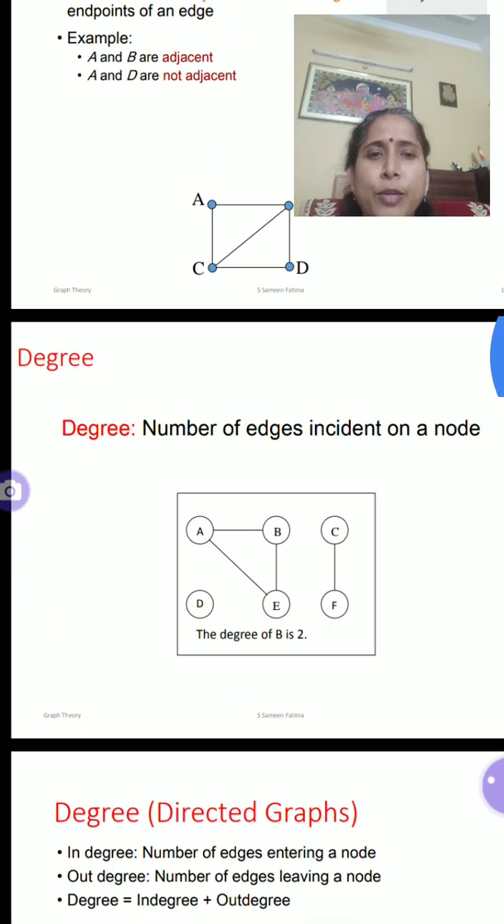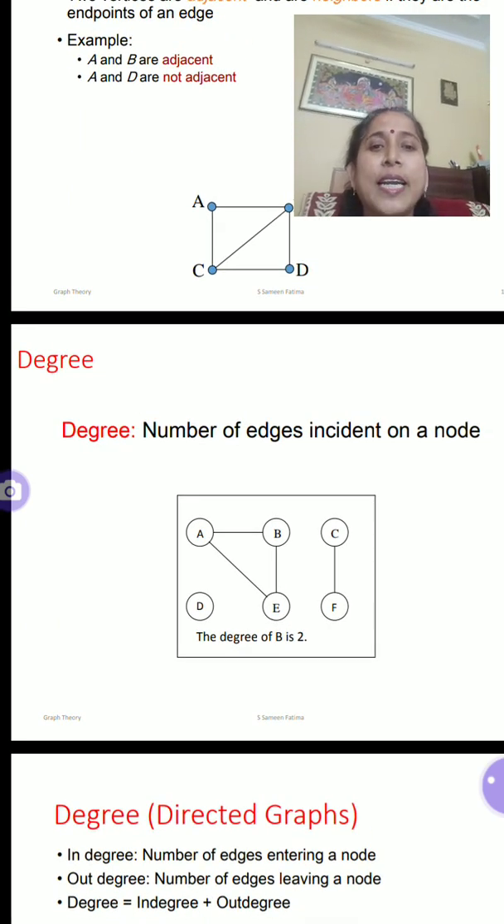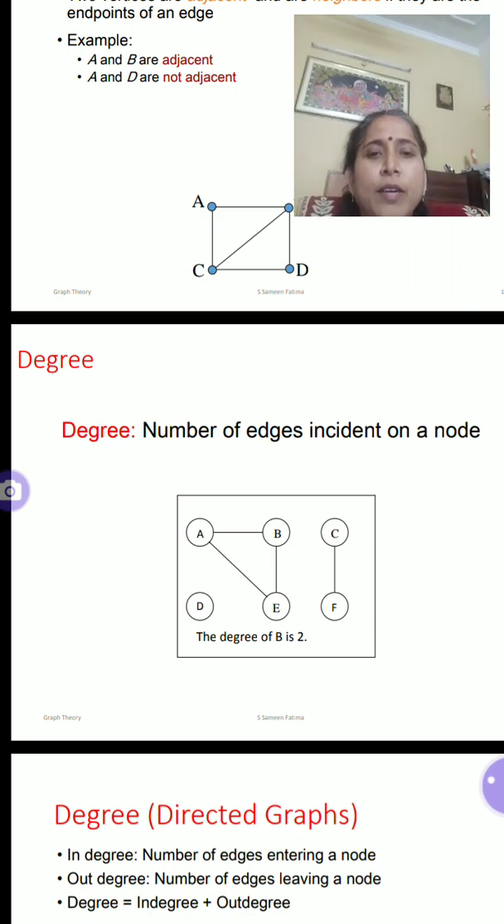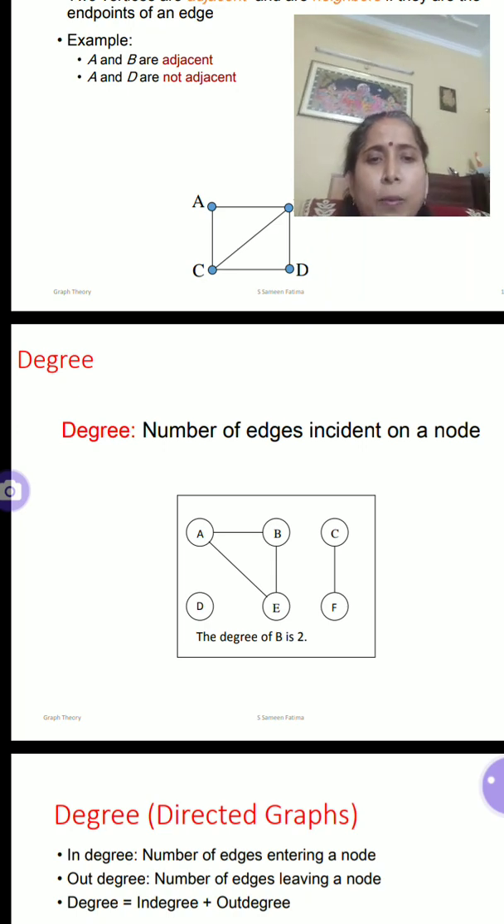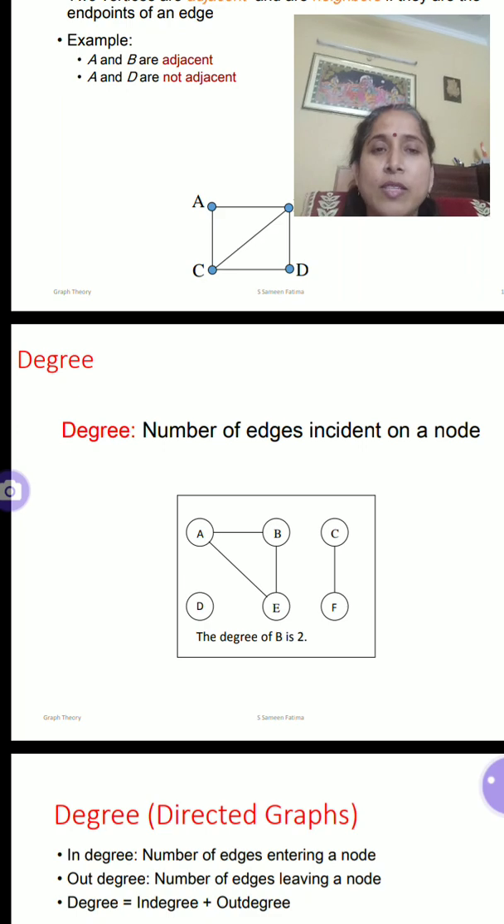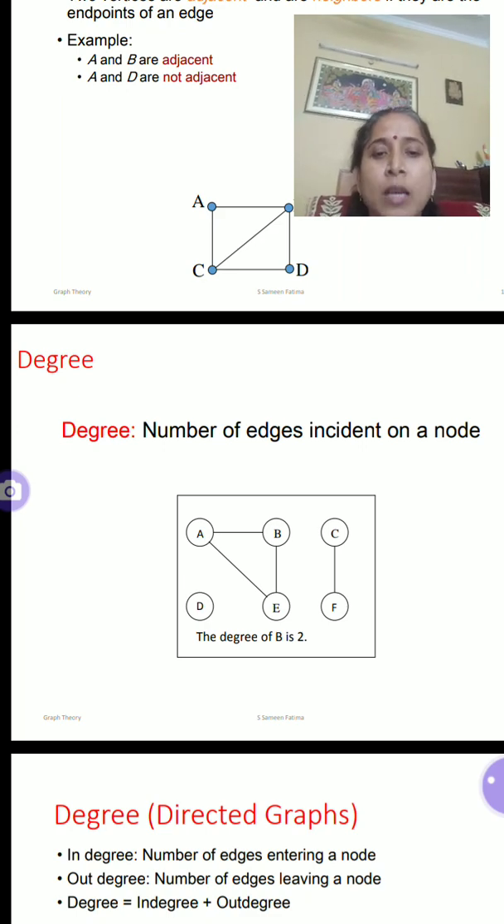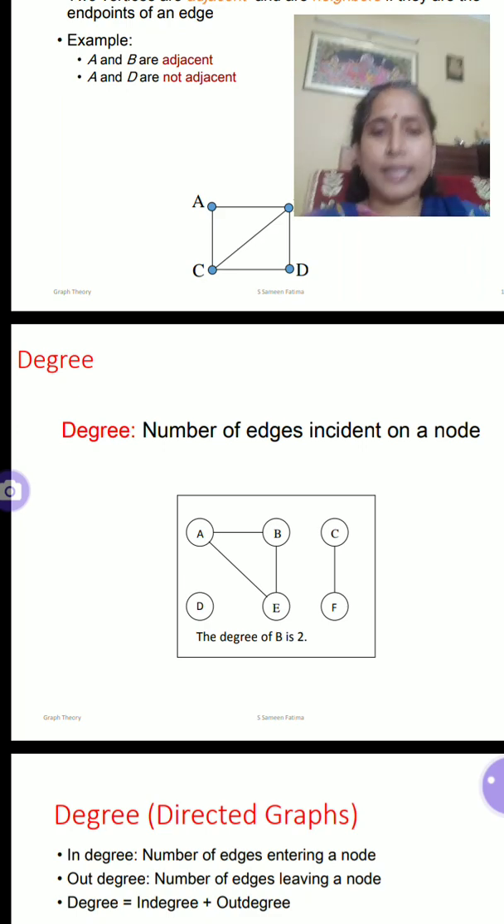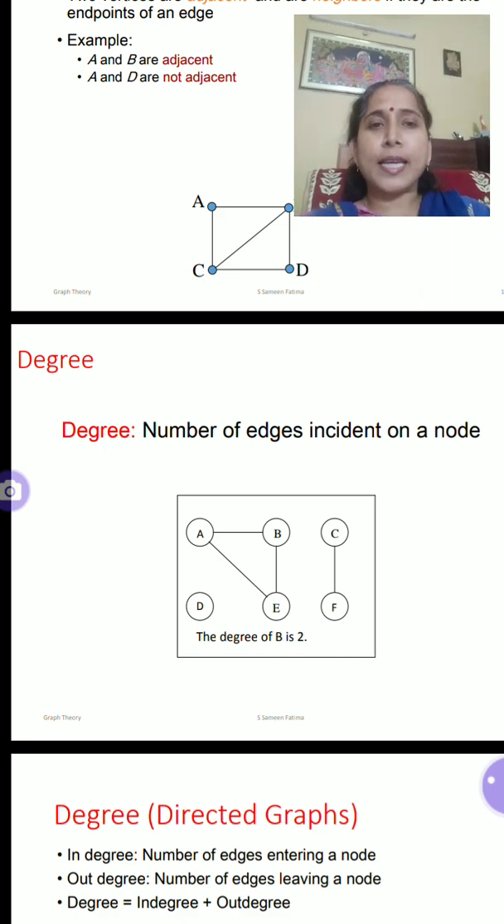Degree, I told you just a few minutes ago. What is degree? Degree is the number of edges incident on a particular node. In this graph, the degree of D is 0 because there are no edges connecting it. Degree of B is 2 because there are two edges supported on B. A and E also have degree 2. C and F have degree 1 because they have only one edge connected. This was about a non-directed graph because in this graph you cannot see any arrowheads.